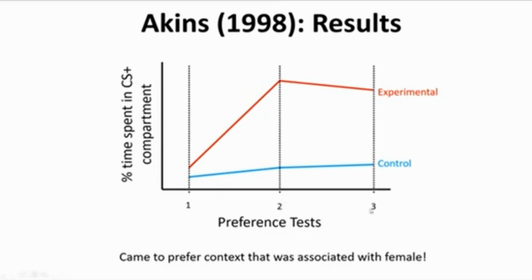Then we had our second and third preference tests, which occurred sort of during and after that classical conditioning. Our control quail didn't learn anything new about that context, so they continue to not prefer their unpreferred compartment. But our experimental quail came to spend more time in that CS plus compartment because of that association with the sexually receptive female. So they came to prefer the context that was associated with the female. So we can associate a context or environment instead of just single cues. That's really, really cool.